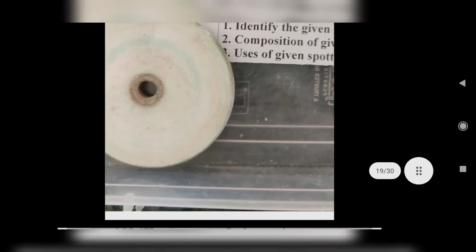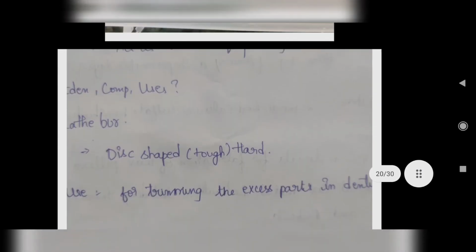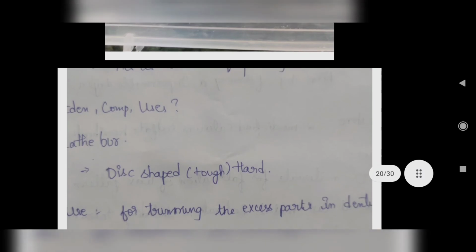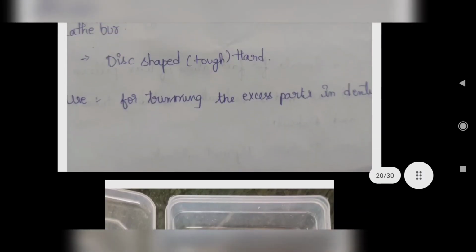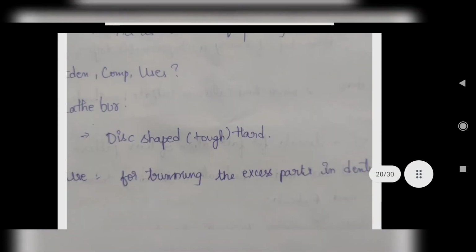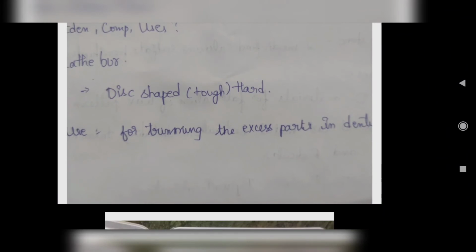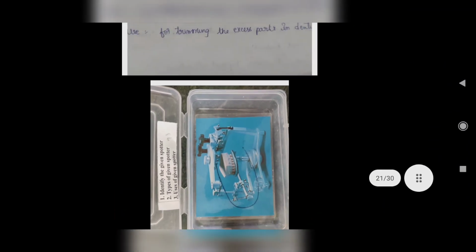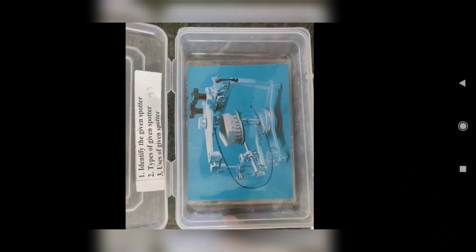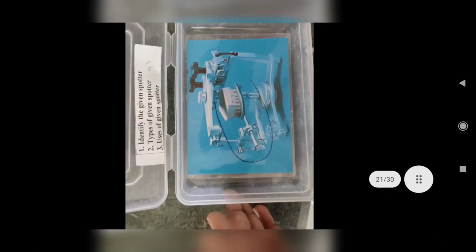So what's this? This is present in our prosthodontic labs, without which life is very difficult in the prosthodontic lab. What is this, guys? It is a disc-shaped tough hard thing. It's called a lathe burr, right? What's its use? It's used for trimming the excess parts in a denture, in the denture base.